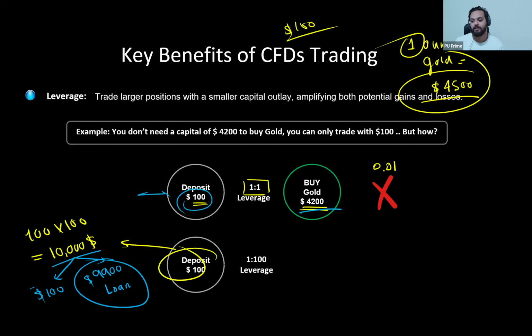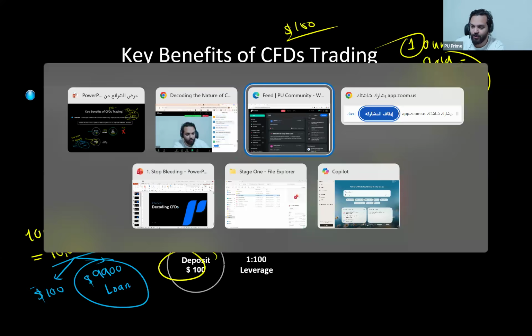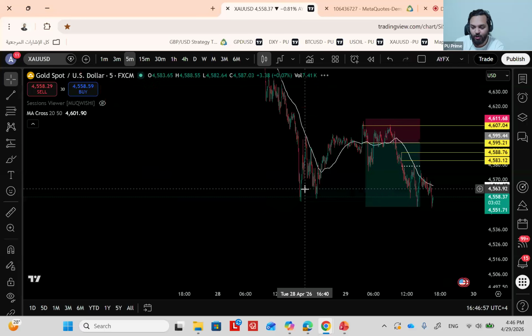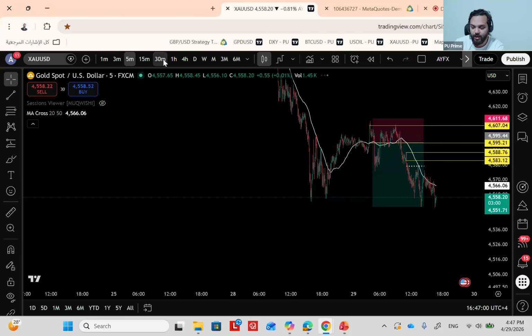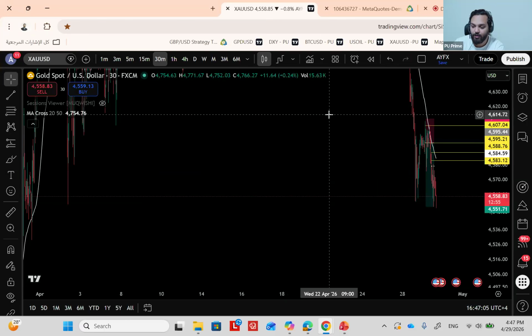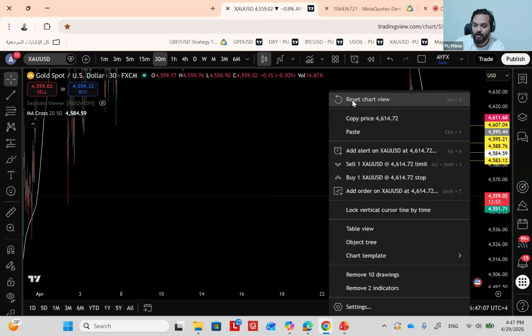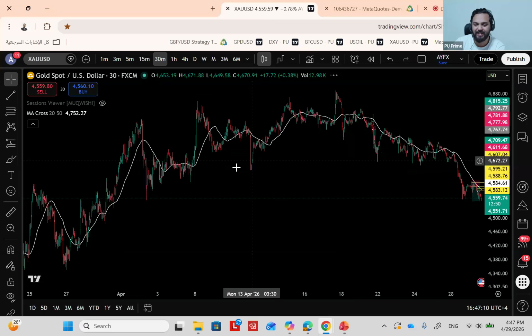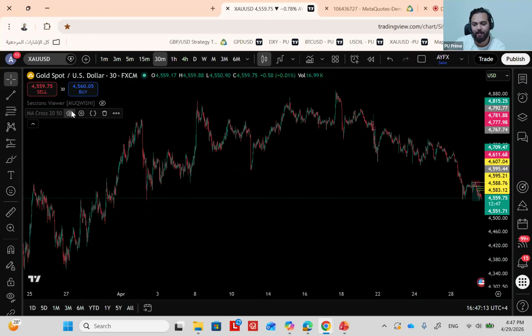And you see, guys, the gold chart. If we go here to the 30 minutes time frame, $100, guys, cannot survive in this high volatility. That's a huge volatility happening in the market, ups and downs, ups and downs. The $100 cannot survive in this. In order to survive in such a market, you need a high capital.